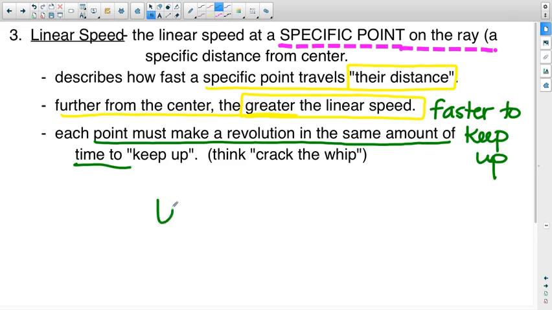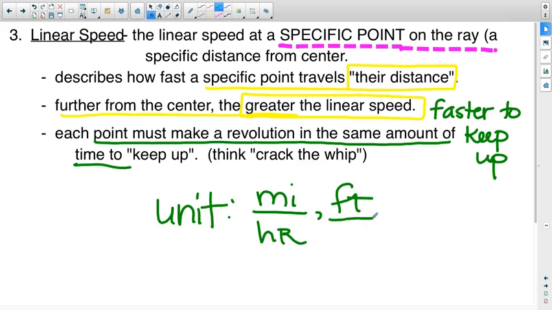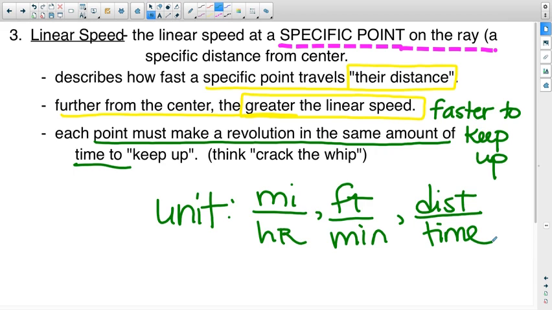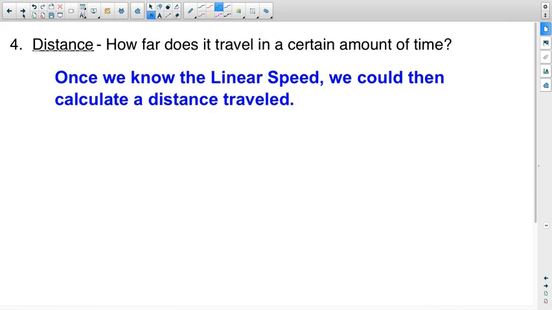Now, our unit for linear speed is going to be, for example, miles per hour. It could be feet per minute. It could be any unit of distance over time. All right, so once I know how fast I'm going, I can then tell you how far I've gone. I could then figure out a distance traveled once we know that linear speed.